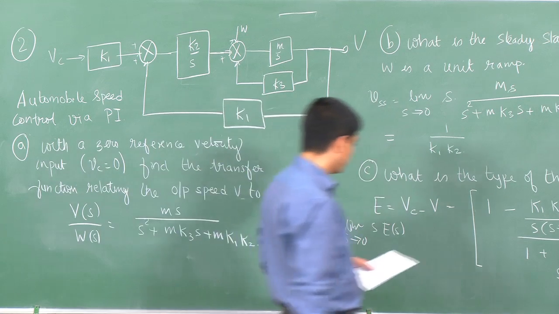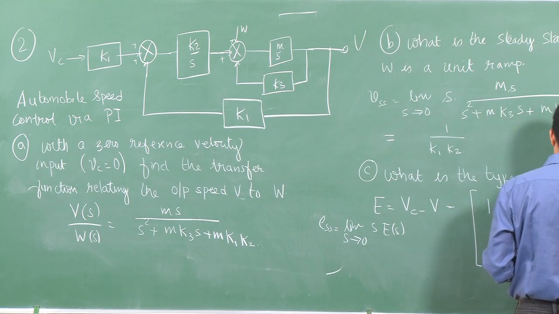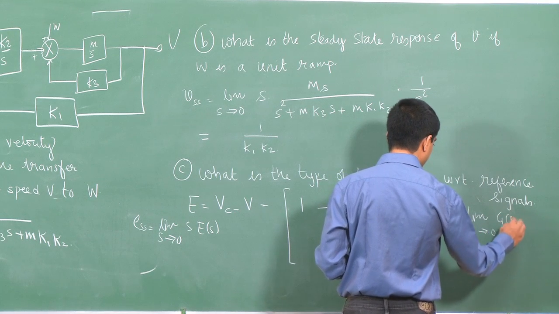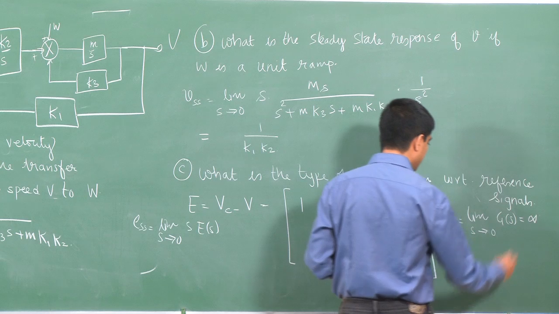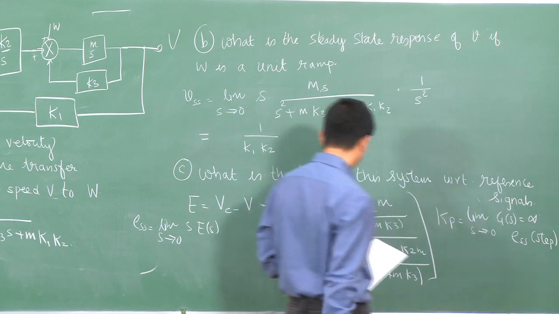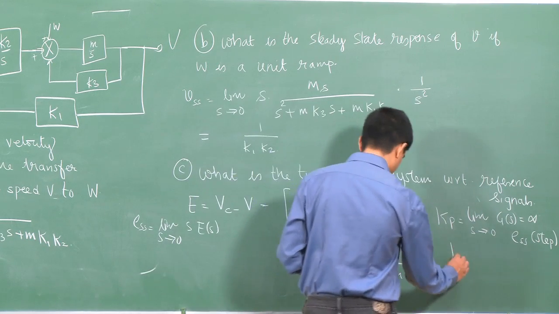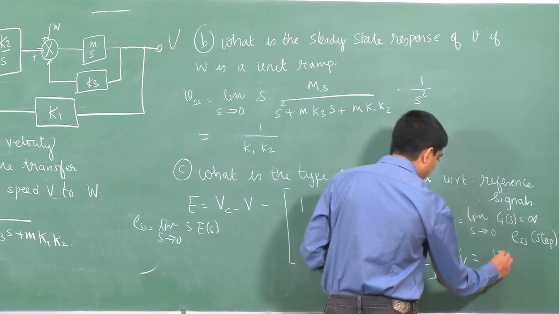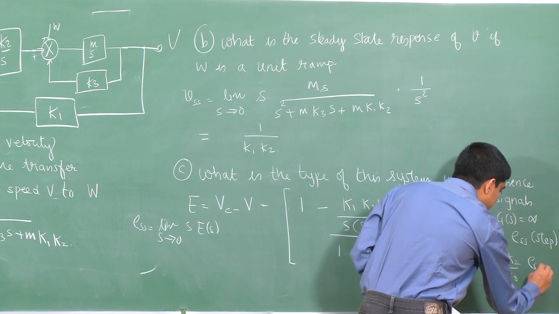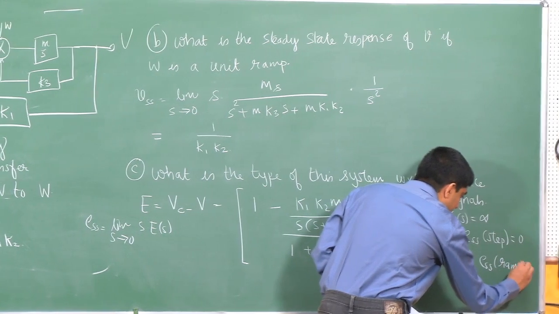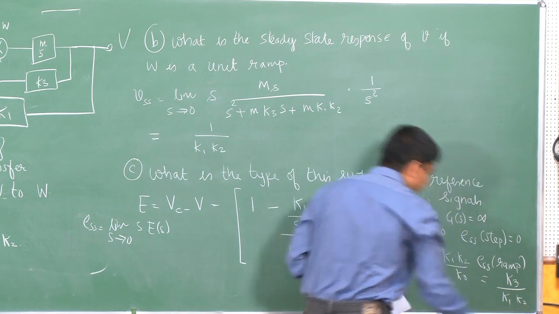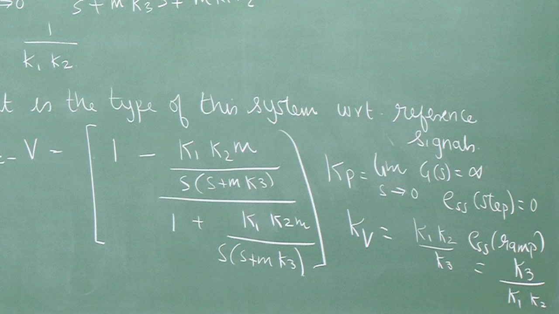Okay, so here the position error, okay, I'll skip the computations, s tending to 0, g of s is infinity. So, the steady state error with a step input is 0, right. Similarly, kV turns out to be k1, k2 over k3, or ESS with a ramp is k3 over k1 k2, right, which means it's just a type 1 system, right, that could be easily computed.